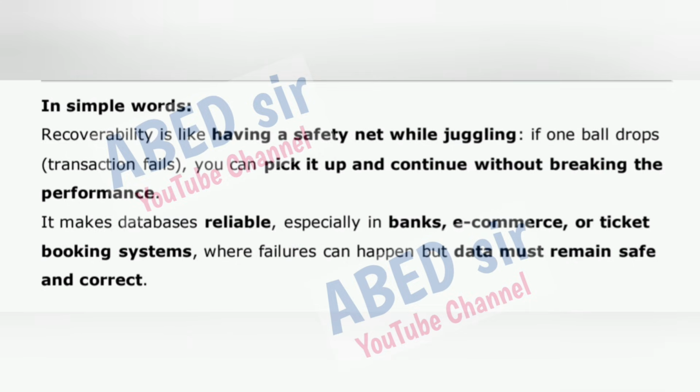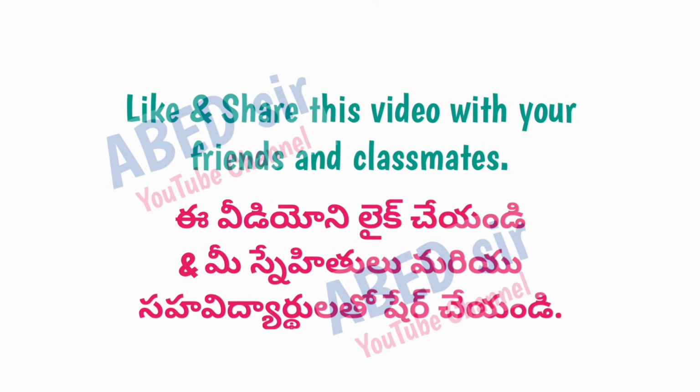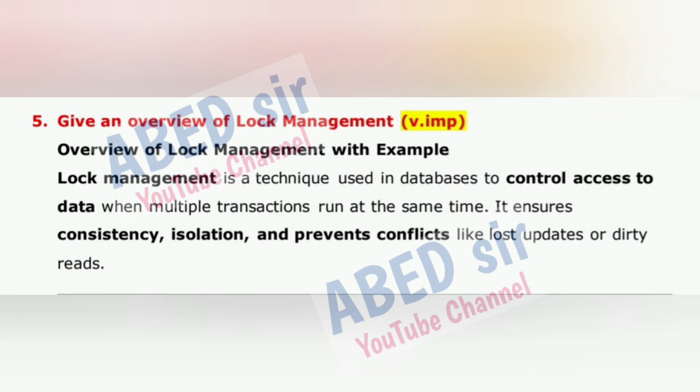In simple words, recoverability is like having a safety net while juggling. If one ball drops, transaction fails, you can pick it up and continue without breaking the performance. It makes databases reliable, especially in banks, e-commerce, or ticket booking systems, where failures can happen but data must remain safe and correct.